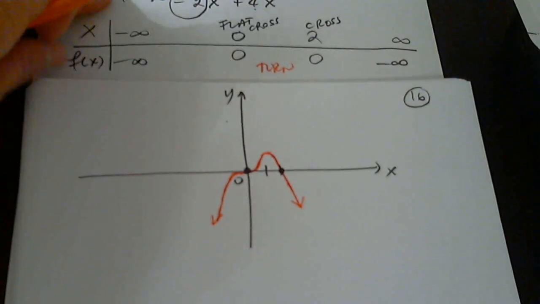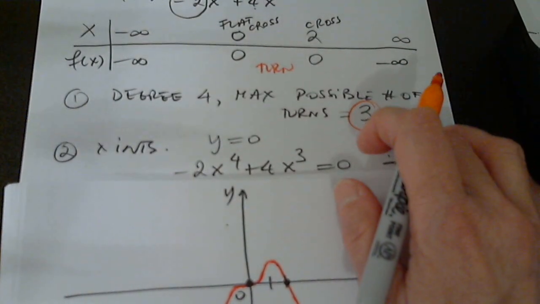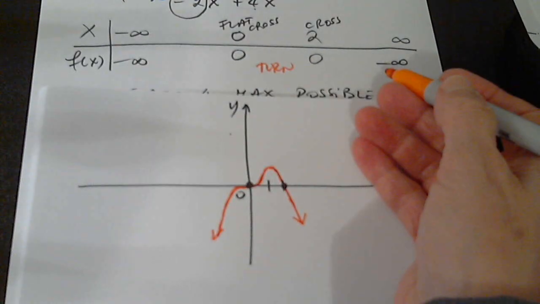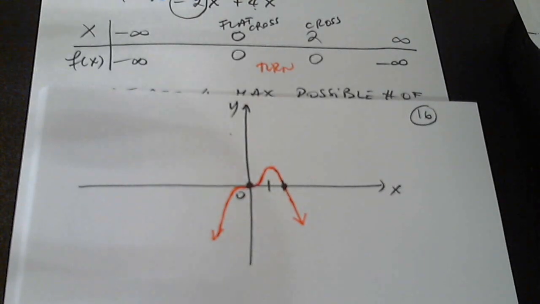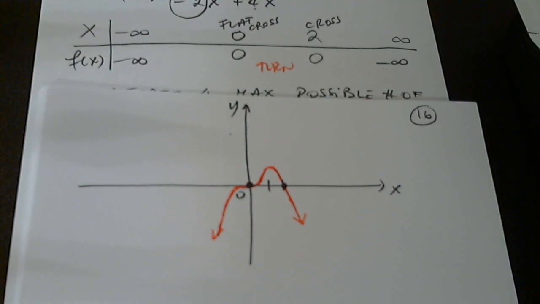So we were expecting maximum number of turns, but it doesn't have to have 3. It cannot have more than 3. According to what I have here, based on the table, this is pretty much it. Now we're going to verify, because I have to determine the maximum. So with the graphing calculator, we put it in y equals, we clear, and the function was -2 x to the 4th plus 4x cubed.